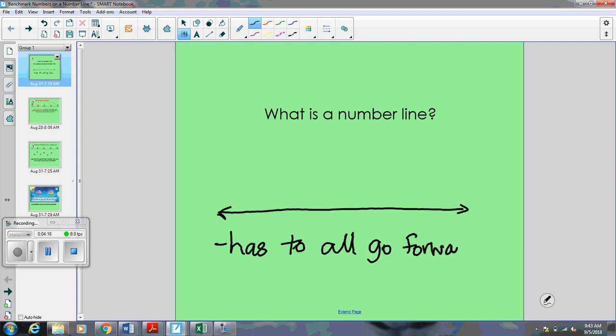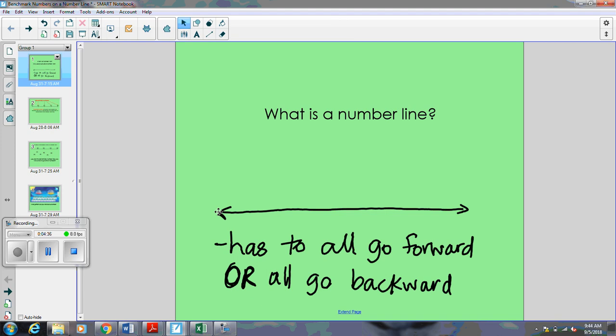So your number line has to all go forward or all go backwards. Now my writing on the smart board sometimes gets funny because the pen doesn't always want to cooperate. So make sure you're listening to what I'm saying as well so you know what to write.